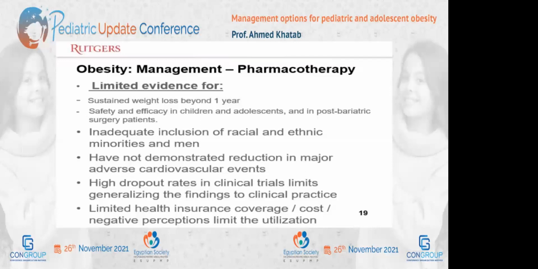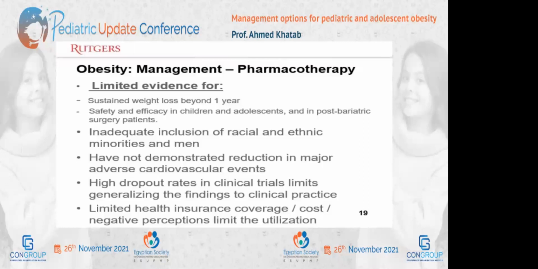We don't have a lot of safety and efficacy data in children, and we don't have efficacy or safety data in post-bariatric surgery patients. There's inadequate inclusion of racial and ethnic minorities in most of those studies. They have not demonstrated a reduction in major adverse cardiovascular events, and there's a high dropout rate in clinical trials, and this limits the generalization of the findings to clinical practice.